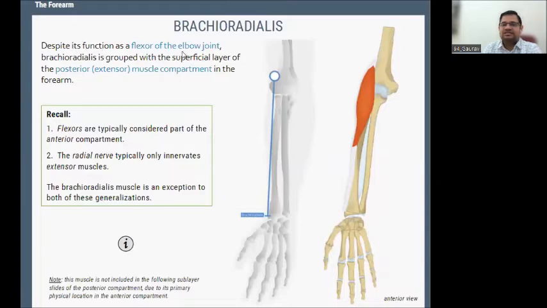Despite its function as a flexor of the elbow joint, brachioradialis is grouped with the superficial part of the posterior compartment, meaning this particular muscle is actually present on the lateral side. Functionally it is a flexor only, but due to its arrangement it is understood in the superficial layer of the posterior muscle compartment. The flexors are typically considered part of the anterior compartment. The radial nerve typically only innervates extensors, and brachioradialis is an exception to both of these generalizations. So always remember, exceptions are always good questions.